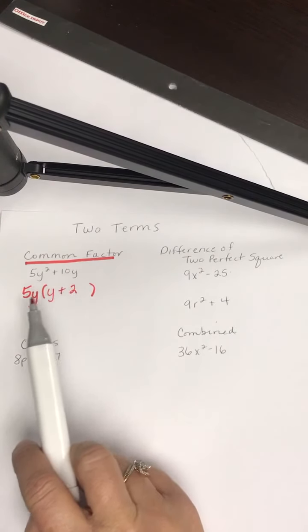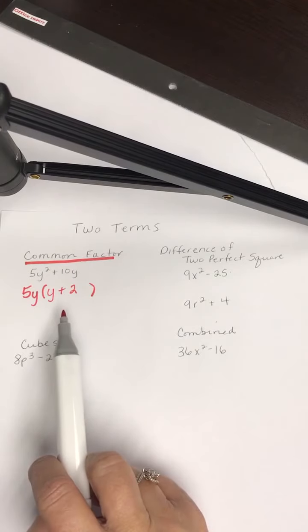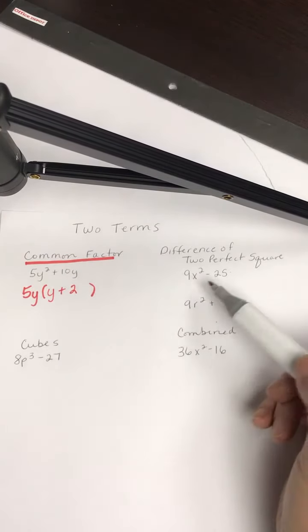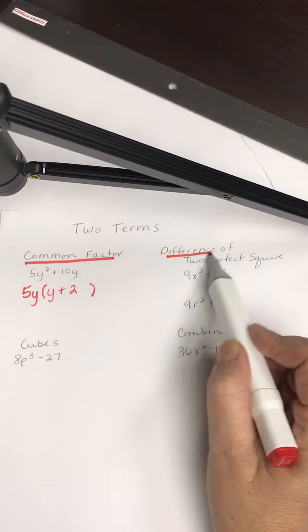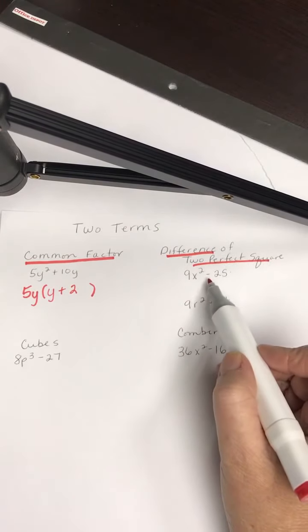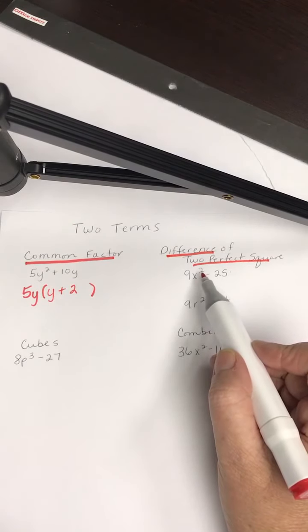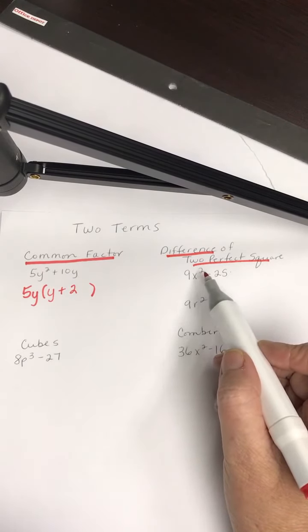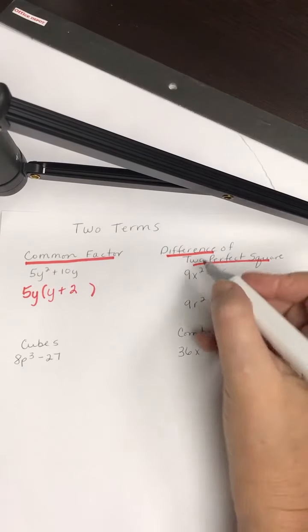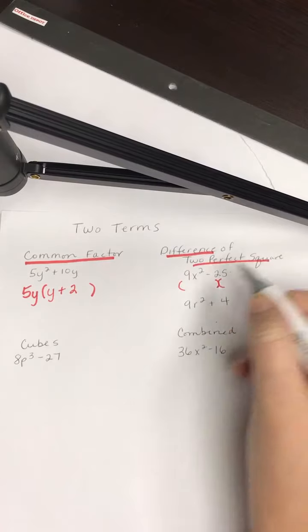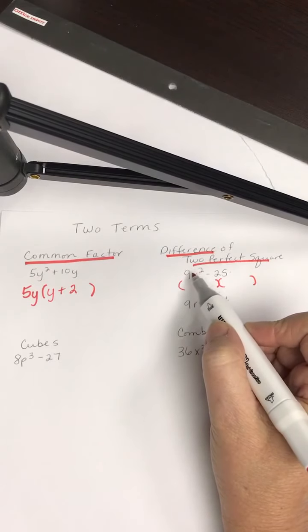So if you have two terms, you first want to check for a common factor. If it doesn't have a common factor, then two things can happen. It's either going to be the difference of two perfect squares, which means that it's a minus right there, and that it has a squared, something squared, a 2, a 4, a 6, or so on. And to factor the difference of two perfect squares, you're going to end up with two parentheses with the square root of everything in the first one.